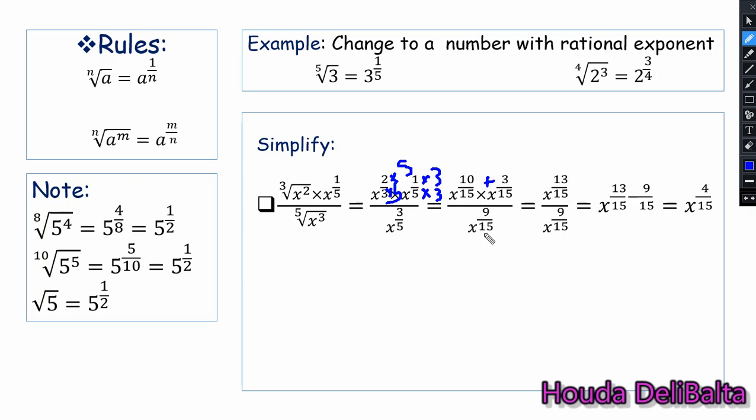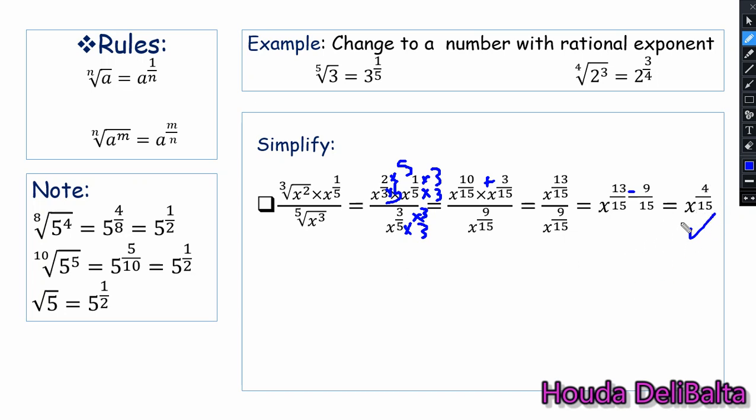And down, in order to subtract the exponents, also I change the power in the denominator into a power having the same denominator as above. So again, I multiply up and down by 3 to make the denominator 15 for this exponent. So I will get x power 13 over 15 over x power 9 over 15. Now I can subtract the powers. 13 minus 9 is 4 over 15, and by this I get the answer, that is x raised to a rational power.